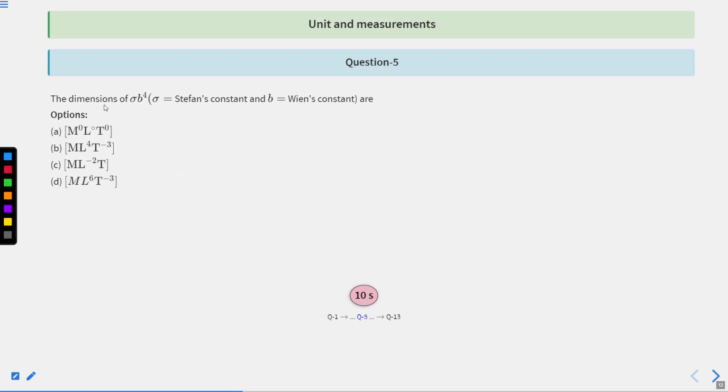Next question. The dimensions of sigma B to the power 4, where sigma is Stefan's constant and B is Wien's constant. So you have 10 seconds to solve this question.